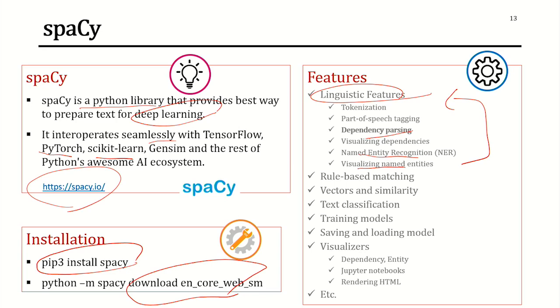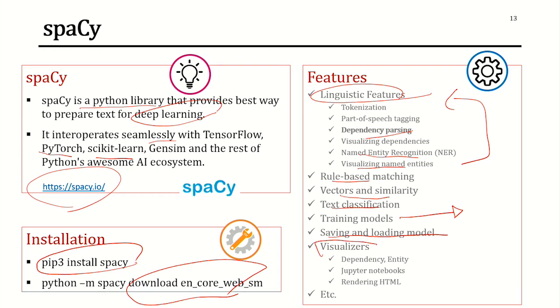In addition to this, it can also perform rule-based matching, vector and similarity, as well as text classification and training models, which relate to machine learning tasks. Once you train a model, you can export it and load it to be used later.